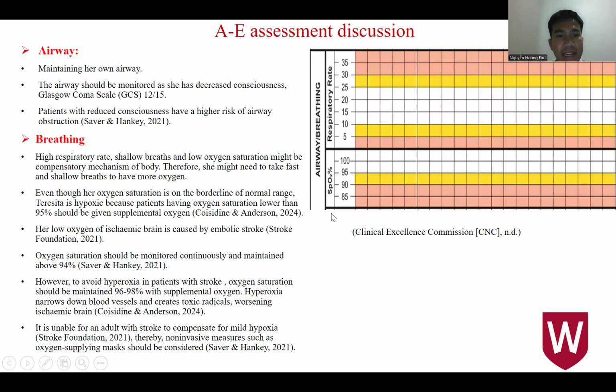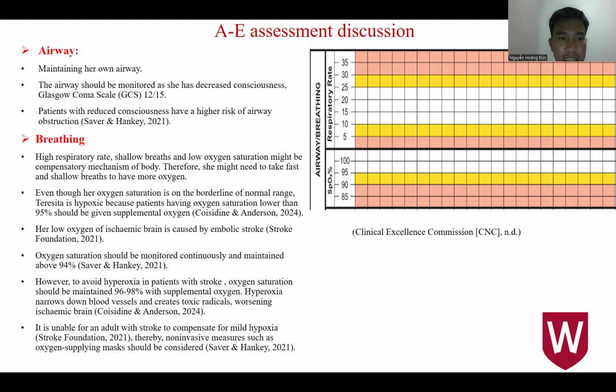So regarding her ABCDE assessment, her airway: she's maintaining her own airway. The airway should be monitored if she has decreased consciousness, Glasgow Coma Scale GCS, which is 12 over 15. Patients with reduced consciousness have a high risk of airway obstruction, so the airway should be monitored.